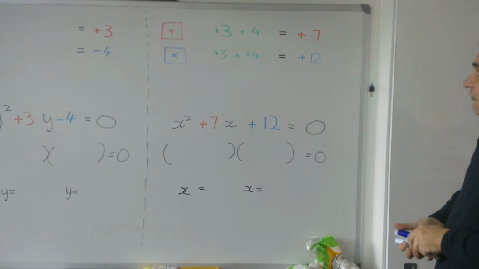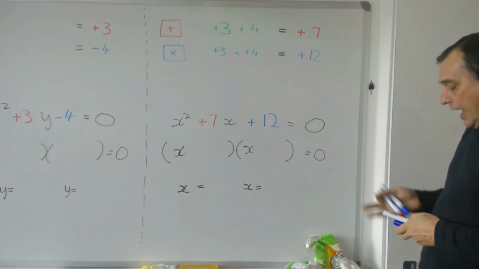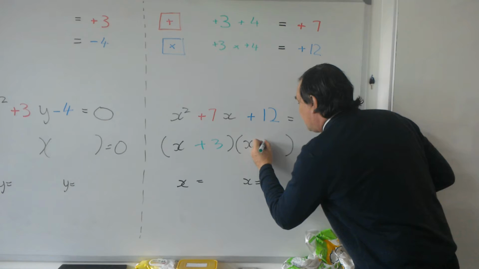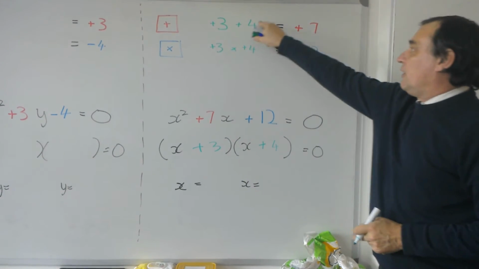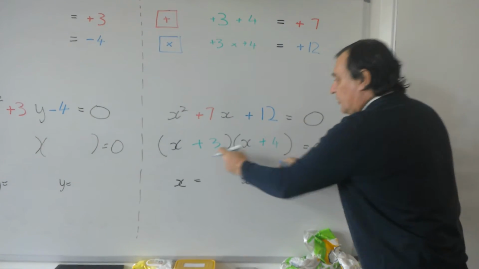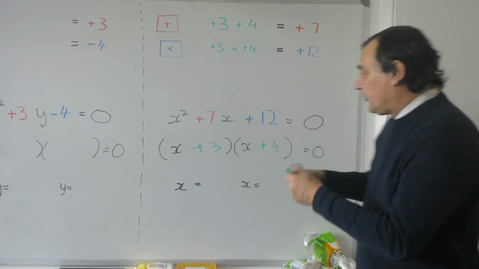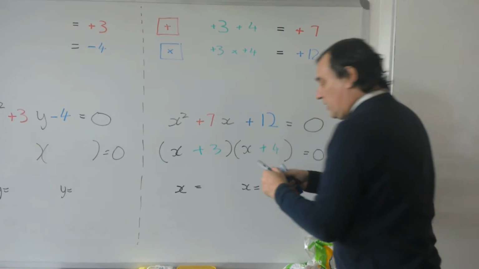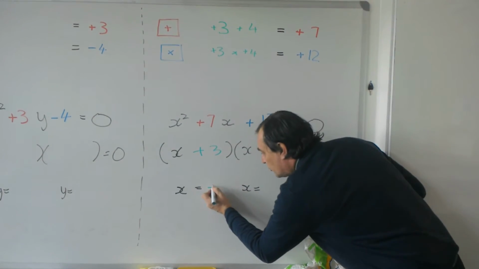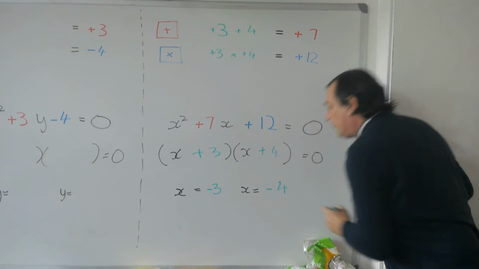So to factorise, I put my x's in my brackets first of all, and I make a plus 3 and a plus 4, which are my two numbers that I've found for multiplying and adding. So that is that equation now factorised. To solve it, we go the extra stage. We've got x plus 3, so the number that we have to compensate for the plus 3 to make 0 will be minus 3. So our solution will be x equals minus 3 here, and x equals minus 4 here.